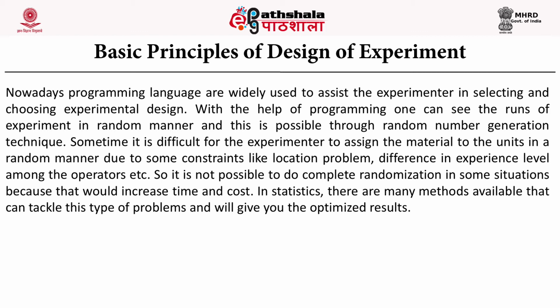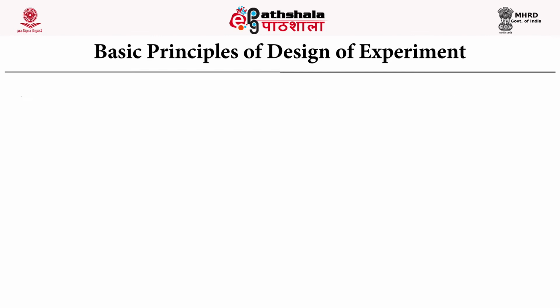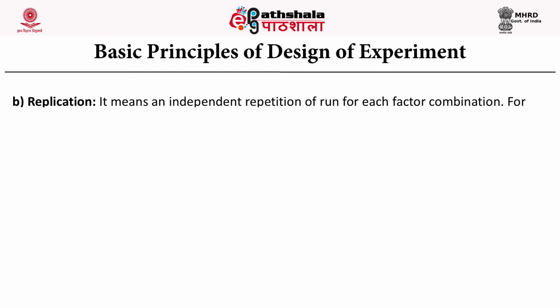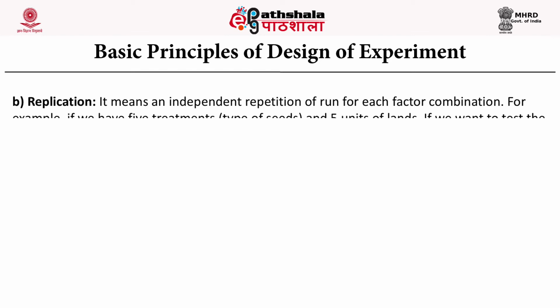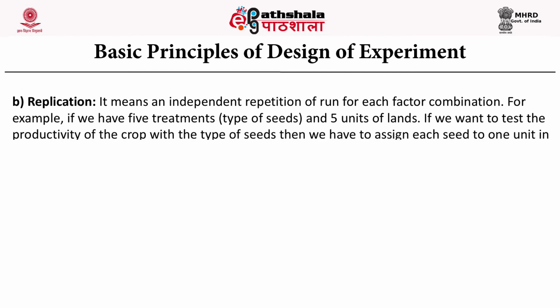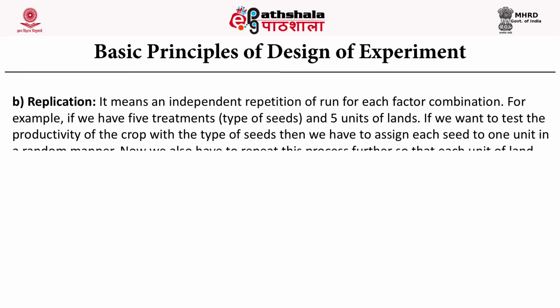So it is not possible to do complete randomization in some situations because that would increase time and cost. In statistics, there are many methods available that can tackle this type of problem and will give you the optimized results. And the second principle of design of experiment is replication. It means an independent repetition of a run for each factor combination.